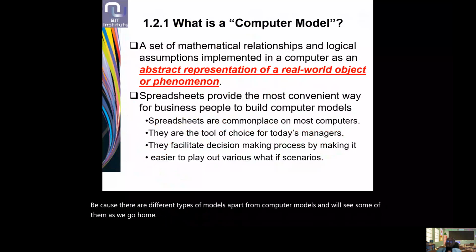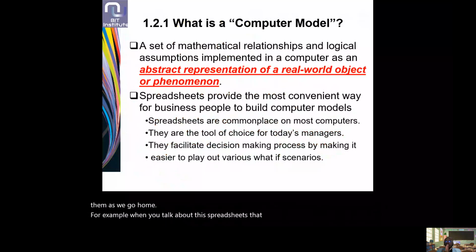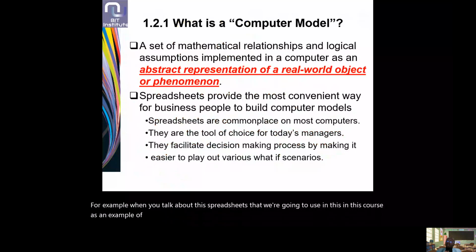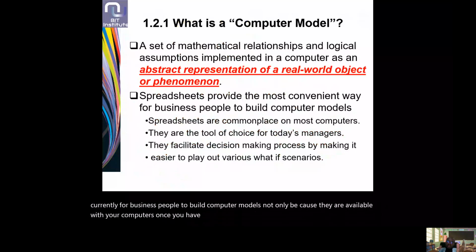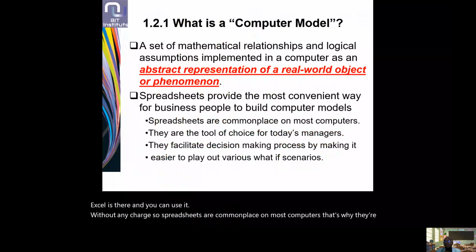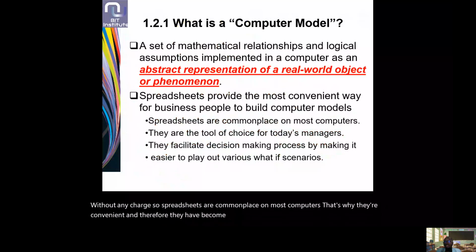So, for example, when you talk about the spreadsheets that we are going to use in this course, that's an example of a computer model. And spreadsheets provide the most convenient way currently for business people to build computer models, not only because they are available with your computers. Once you have a computer with Windows and Microsoft Office, you know that Excel is there and you can use it without any charge. So spreadsheets are commonplace on most computers. That's why they are convenient. And therefore, they have become a tool of choice for today's managers.